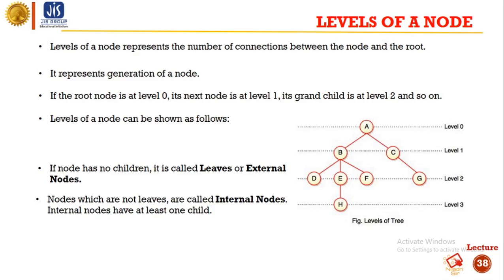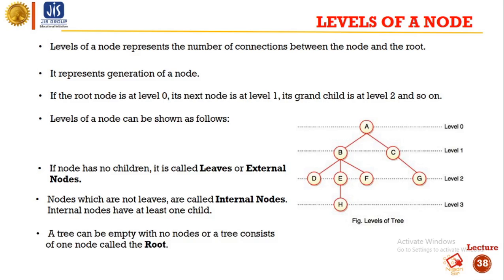Nodes which are not leaves are called internal nodes. Basically, the nodes which have children are called internal nodes, and internal nodes have at least one child. It must have a minimum of one child. So the nodes which do not have any child are called leaves or external nodes, and nodes which are not leaves, or which have children, are called internal nodes.